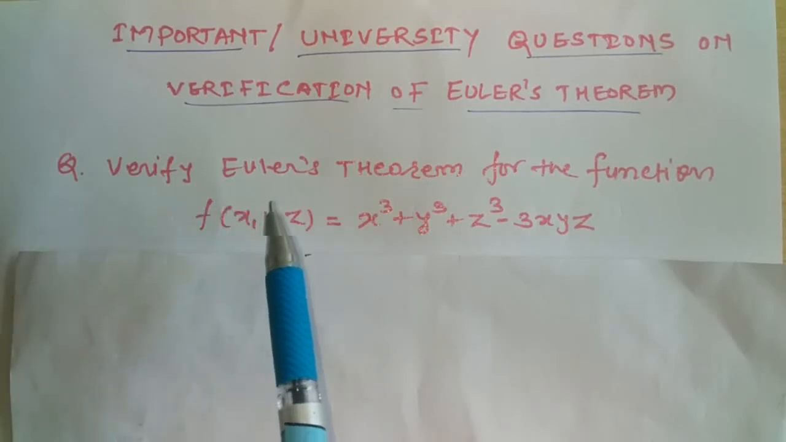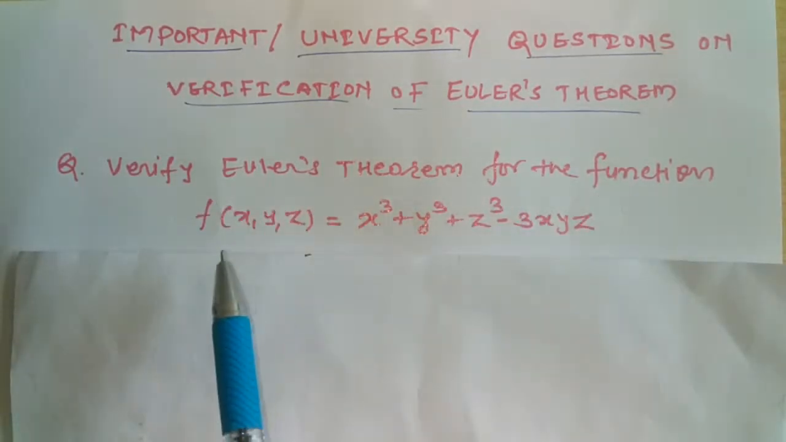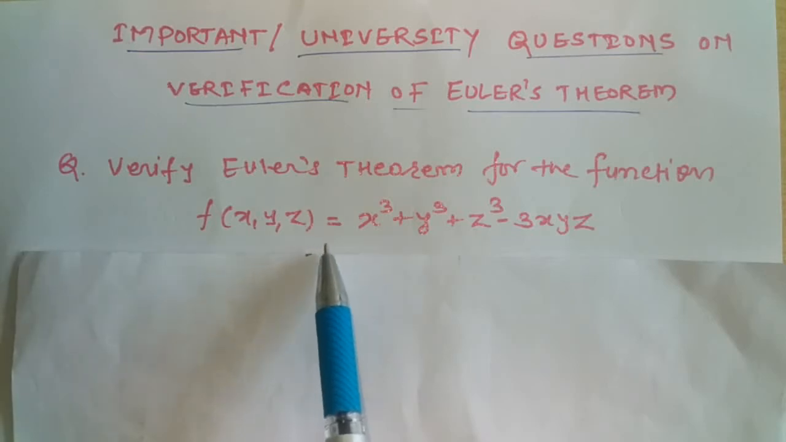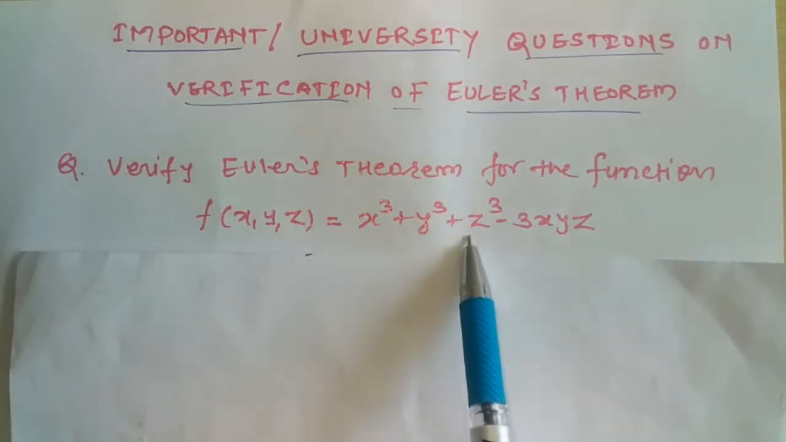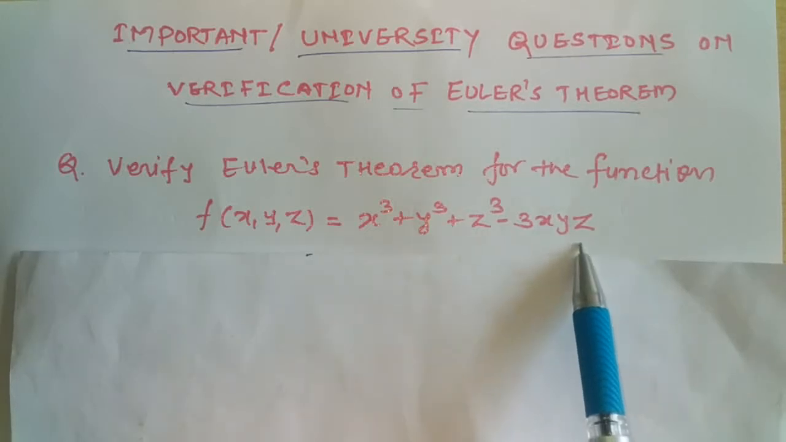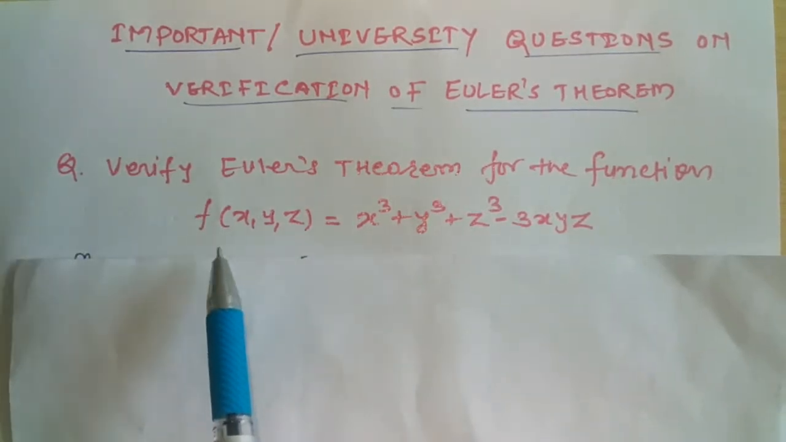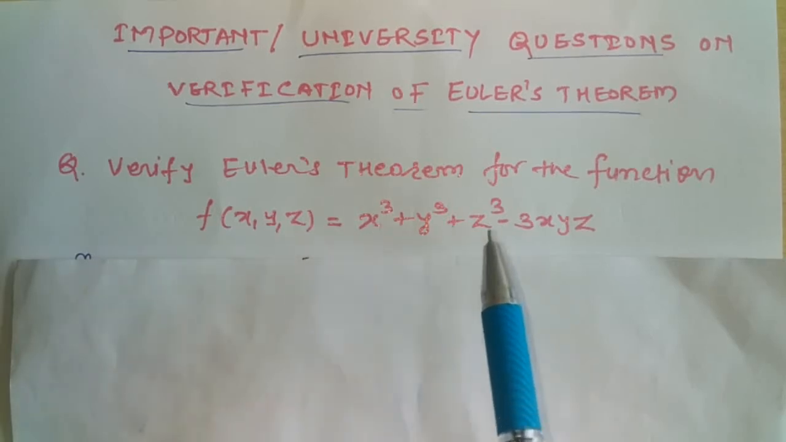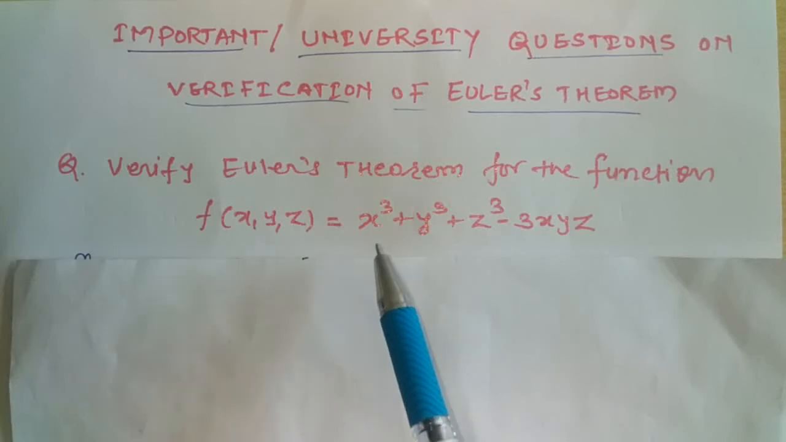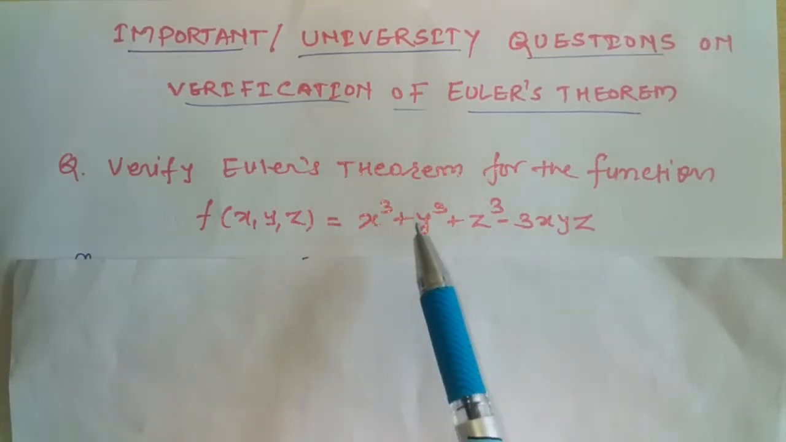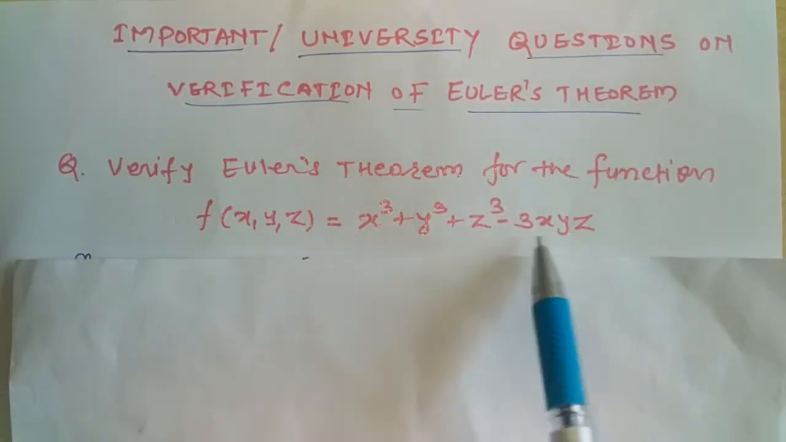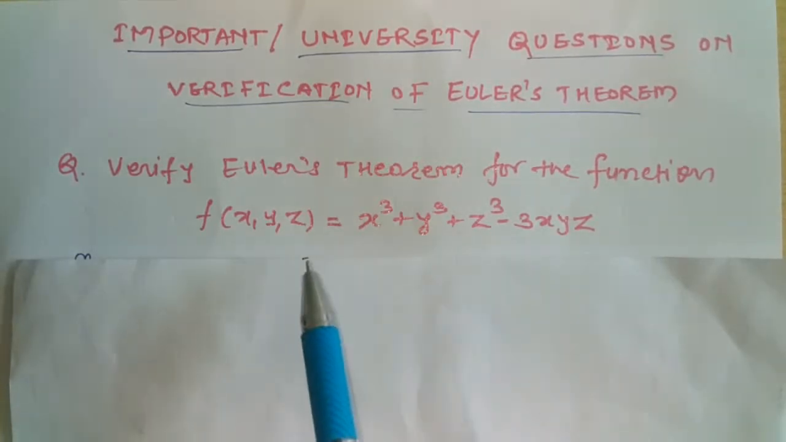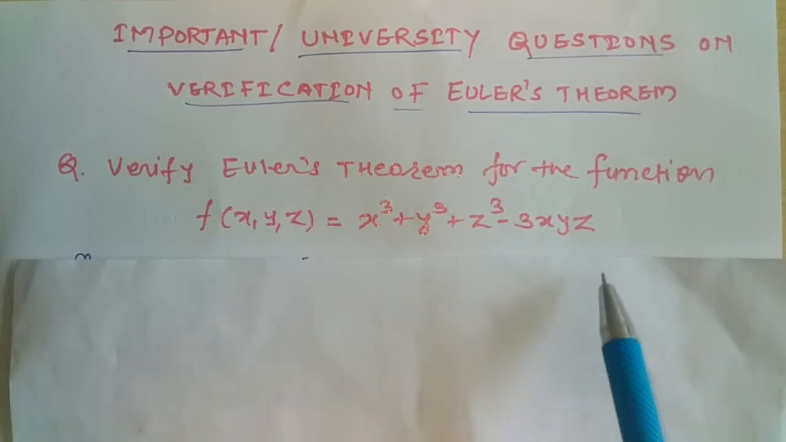Verify Euler theorem for the function f of x, y, z equal to x cube plus y cube plus z cube minus 3xyz. So here the function f is a function of three variables x, y, z. Further, the sum of powers of x, y, z in each term is 3. Therefore, it is a homogeneous function of degree 3. And we have to verify the Euler theorem for this function.